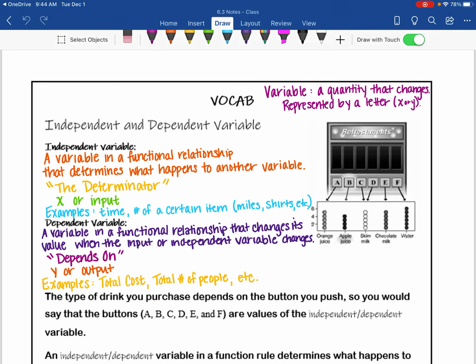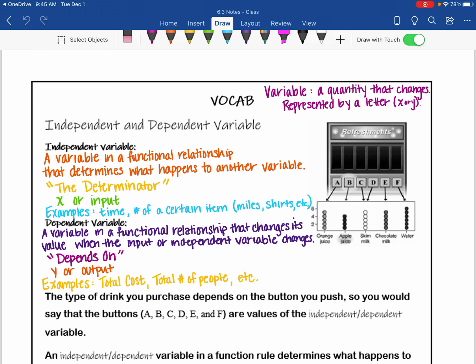Okay, so I have the vocabulary posted, but basically just a quick little snippet. A variable is a quantity that changes over time, right? And we usually use letters like X and Y, our favorite letters, to represent a variable. But there's two different types of variables. So we have the independent variable and the dependent variable. And I want you to think about the independent variable as the determinator. So the independent variable determines what the other variable will do.